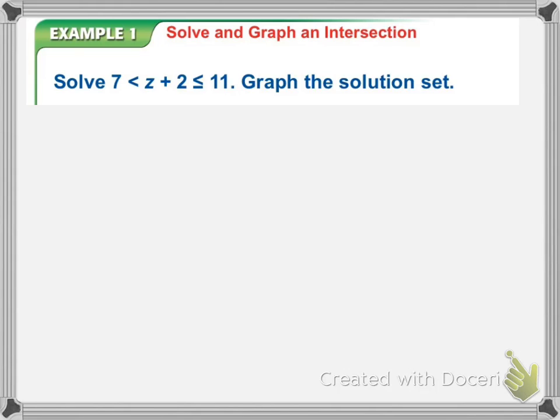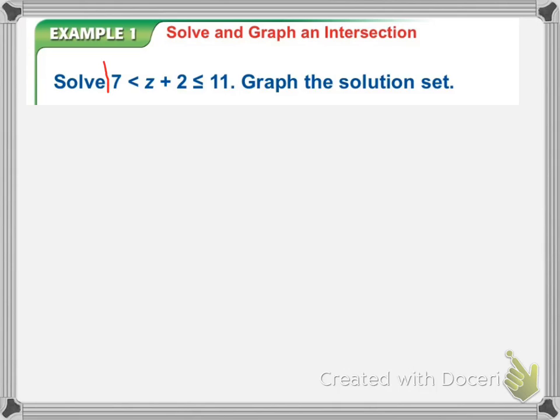Notice that you've got two inequality symbols. You've got one here and you've got one here. Okay, so remember that those are going to be kind of like your boundaries. So notice that you've got the z plus 2 in the middle. What that means is you have to find the set of numbers that satisfies this inequality by solving it.